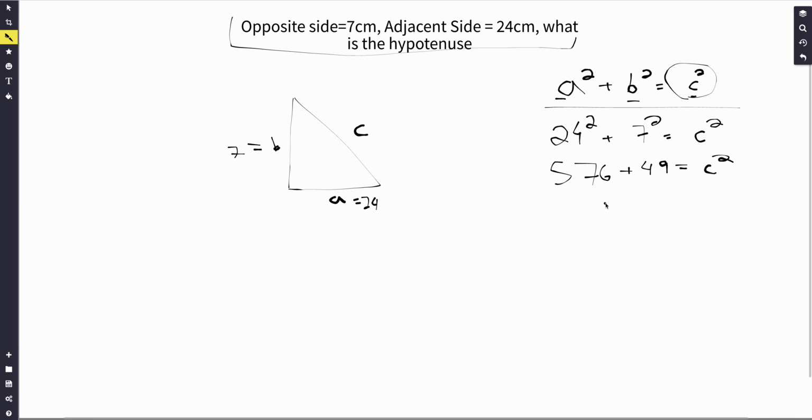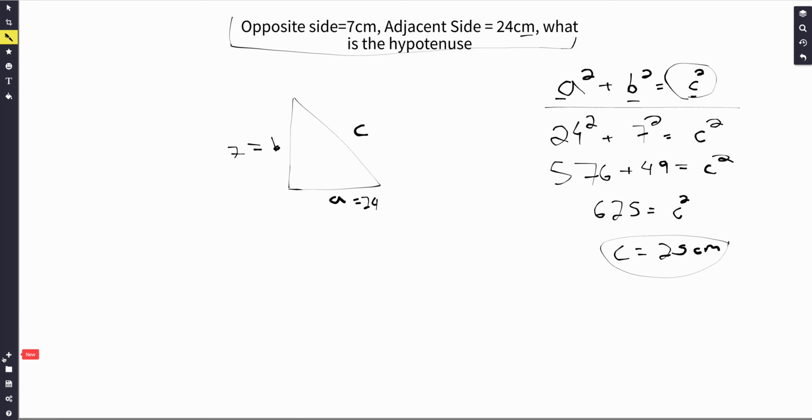Adding those together, you get 625 is equal to c squared. And you can find that c is equal to 25. Again, don't forget the centimeters. It's mentioned in the problem, so mention it in your final answer as well.